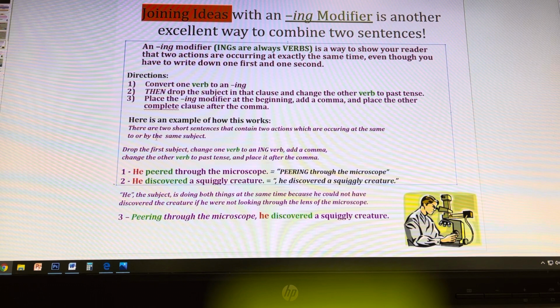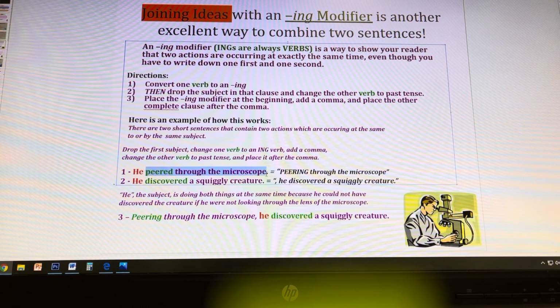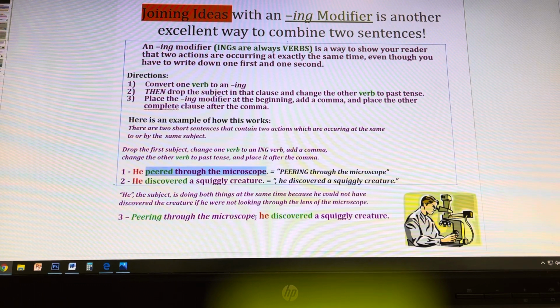Now, the key to this is that the ing has to be at the very beginning of the sentence, followed by a comma, and the remaining portion of the sentence has to be a complete sentence. So it has to have the subject, the verb, and complete thought. All right, so let's look at how this works. Peering, because we changed peered to peering, we're going to drop the first subject, he. So this is going to be peering through the microscope. Now that we don't have a subject, we have to put that comma. So there's our comma, peering through the microscope.